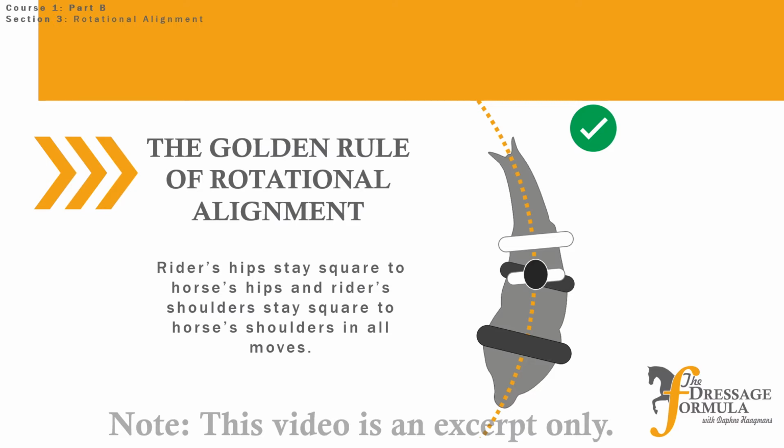So, how do we know how much to twist? Our rotation will be equal to that of the size of the circle or the degree of bending of the movement we are riding. Think of the zipper on the front of your jacket or vest always in alignment with the degree of turning and staying in line with your horse's mane.